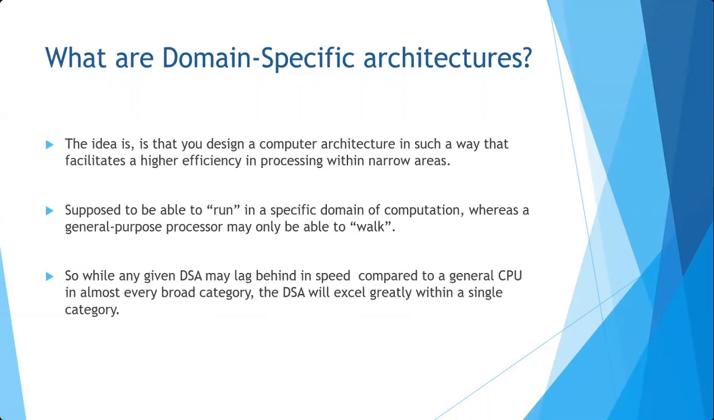So what are domain-specific architectures? The idea is that you can design a computer architecture in such a way that facilitates a higher efficiency in processing within narrow areas. You're supposed to be able to run in a specific domain of computation, whereas a general purpose processor may only be able to walk, so to speak. And while any given domain-specific architecture may lag behind in speed compared to a general CPU in almost every broader category, the domain-specific architecture will excel greatly within a single category.